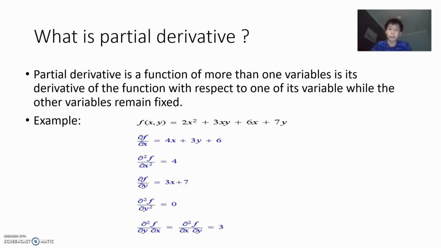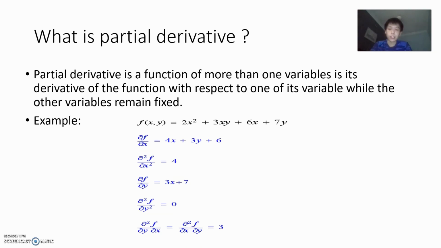So for example, f(x, y) equals 2x squared plus 3xy plus 6x plus 7y. If we derive it with respect to x, it will equal 4x plus 3y plus 6.